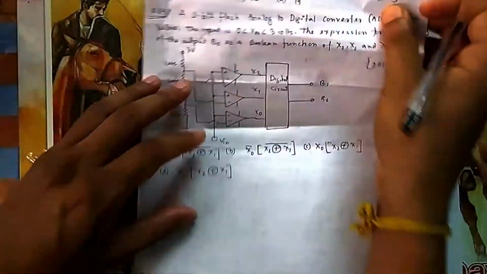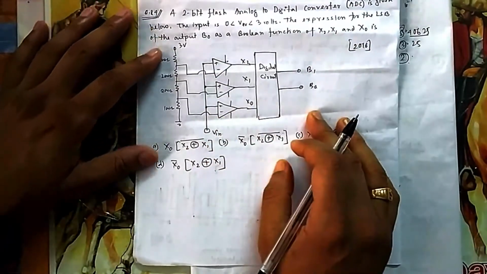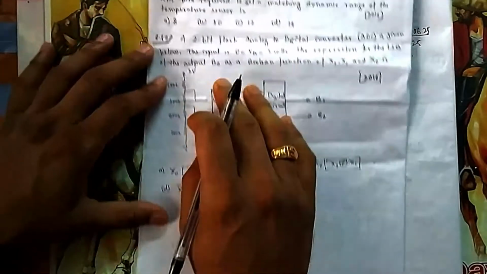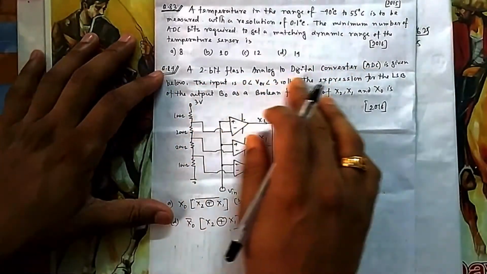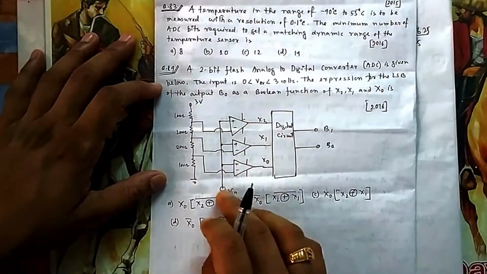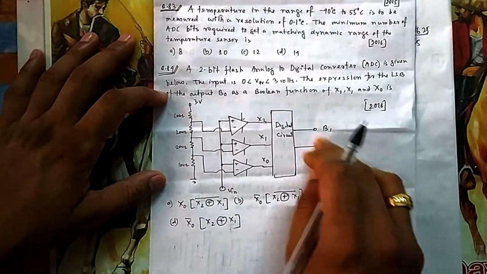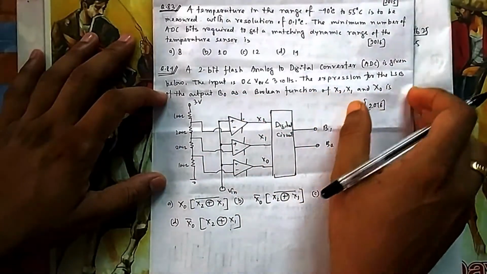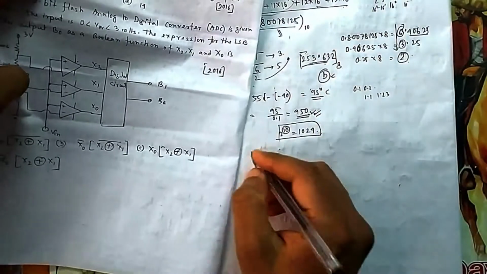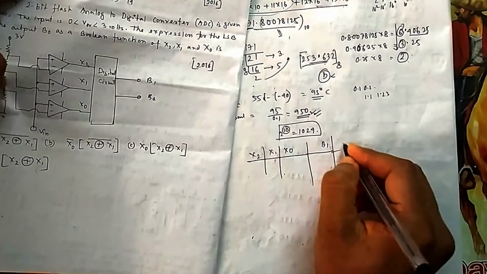Now if you come to 84, this is a flash ADC. Flash ADC is the same. You have seen that for the fourth state you need 3, because 000 you always start with. So here a 2-bit flash type ADC is given. The input is Vin 0 to 3 volts, any input they can give. The expression for the LSB of the output B0 as a boolean function of x2, x1, x0. So how do you want to find it? This x2, x1 and x0, and then B1, B0 correspondingly.